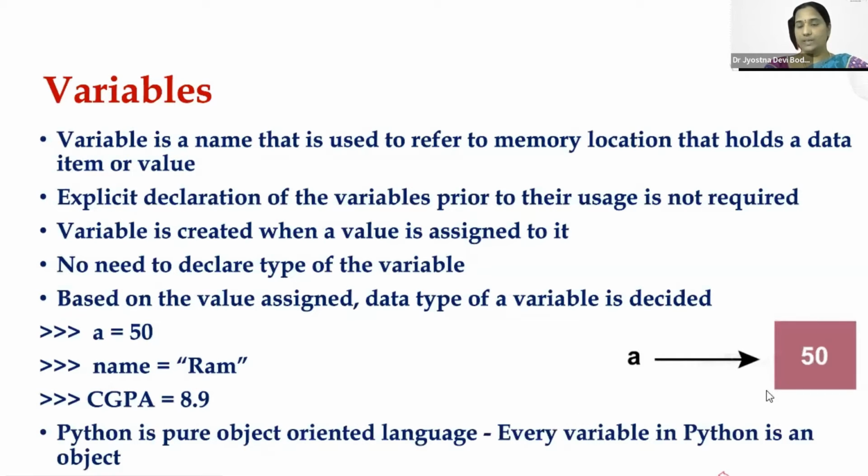Now consider this graphical representation. Here you can see there is a memory location which holds the value 50, and we are trying to refer to that value. How can I access this value that is stored in this memory location? You give a name to this memory location. That is what variable creation is. So when we say a equal to 50, when the statement is executed, internally 50 will be assigned to some memory location, and then the name a is given to that memory location. That is what variable creation means. And one more important property you need to understand is that Python is a pure object-oriented programming language. So any variable is also treated as an object in Python.